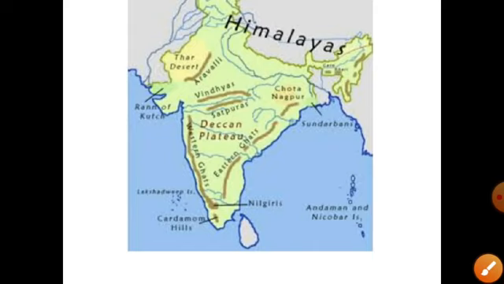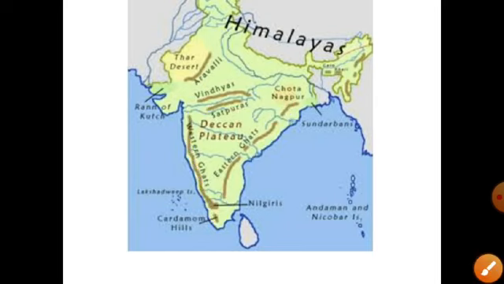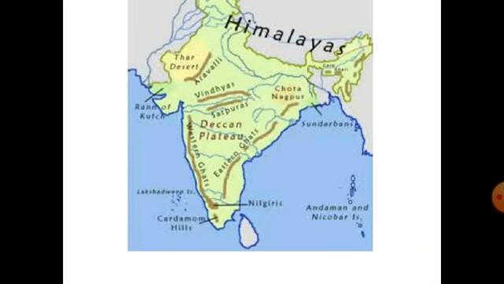This plateau is divided into two major parts by the river Narmada and Vindhya ranges. The southern part is called Deccan Plateau and the northern part is called Central Highlands. Deccan Plateau is triangular in shape. One arm is marked by Satpura range, the second arm is marked by Western Ghats, and the third arm is marked by Eastern Ghats.